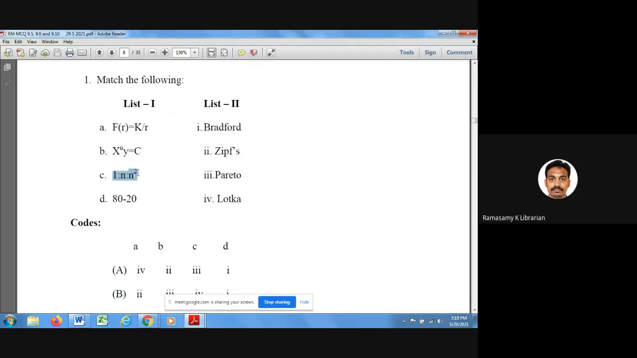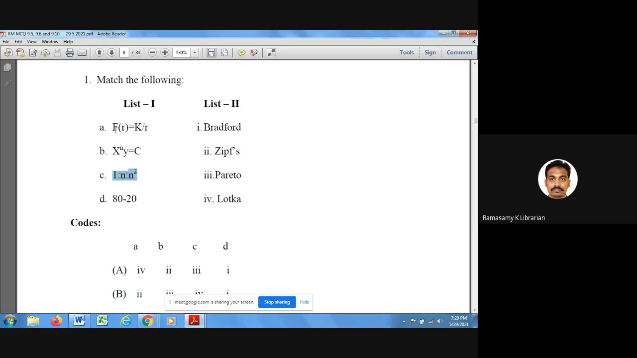1 is to n square. So that is nothing but Bradford's law of scattering, wherein we are dividing all the journals of a particular field into 3 groups. Fine. Then comes Pareto principle. I was explaining yesterday, 80 is to 20 principle. That means 80% of papers in a particular subject would have been contributed by 20% of authors of the field, or 80% of the wealth of the country will be owned by 20% of the people. That's the Pareto principle. So these two are very clear.